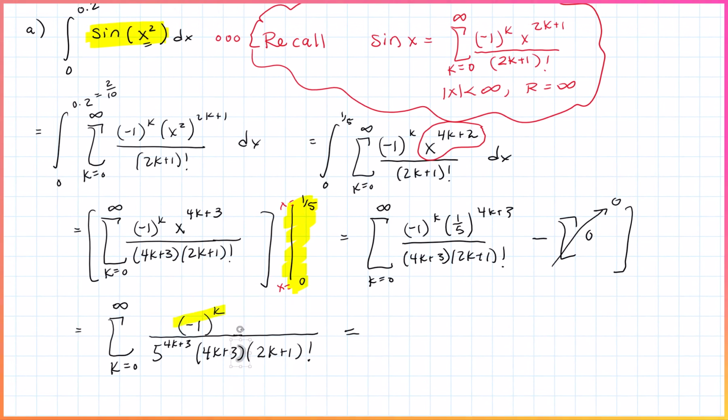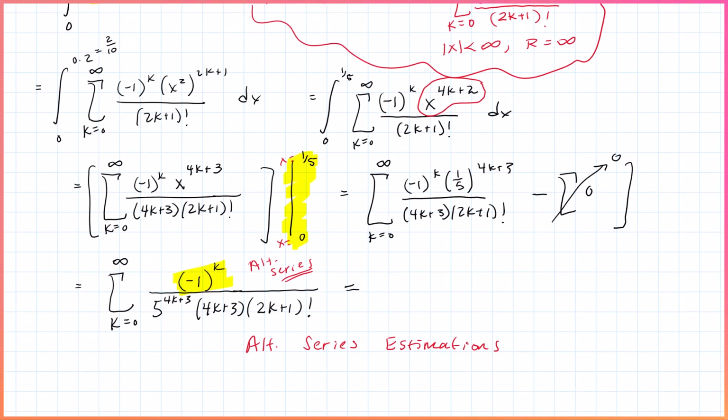One thing I want you to notice right from the get-go is that we actually have an alternating series. And way back in the alternating series section, we had the alternating series estimation. When we did estimations with the alternating series, we said that the error is always less than or equal to b sub n plus 1. If we use the nth partial sum to approximate the actual sum, then the error was always less than the n plus 1 term.